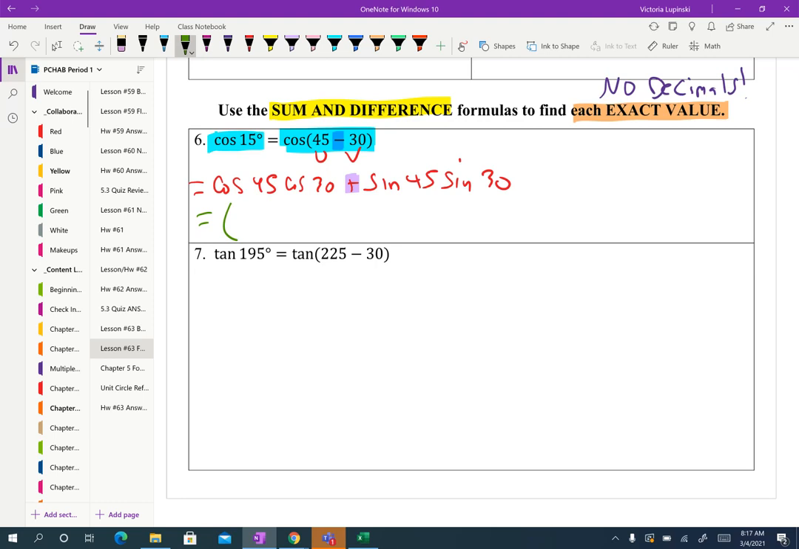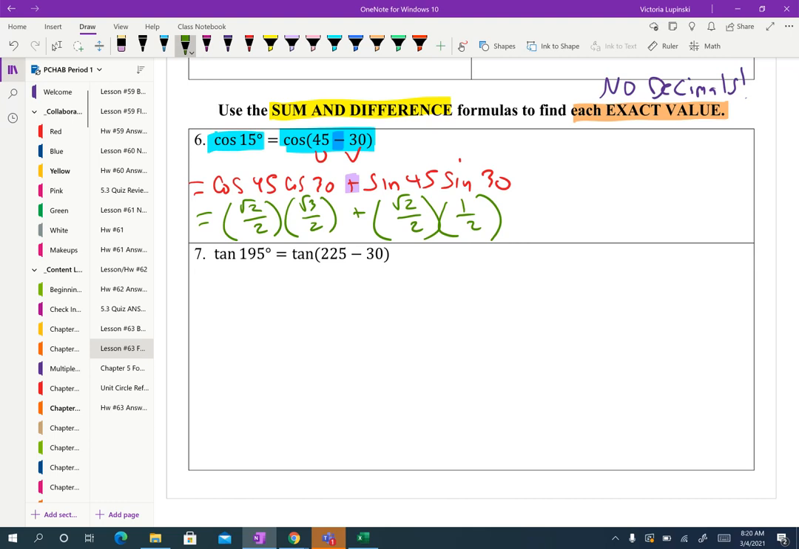So the cosine of 45, if you look at your unit circle, in quadrant 1 is positive root 2 over 2. Then the cosine of 30, which if you look at your unit circle, is positive root 3 over 2. The sine of 45 is root 2 over 2. And the sine of 30 is 1/2. So again, you're plugging those values in directly from the unit circle.